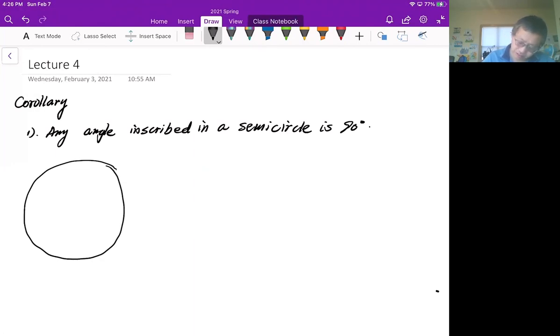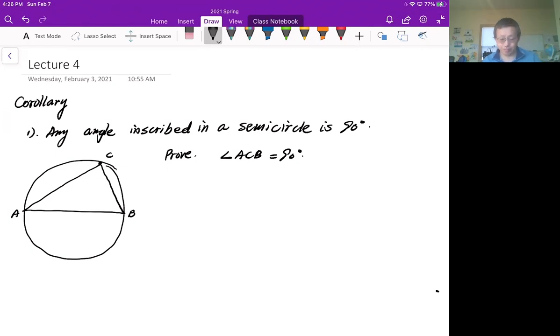So I got a semicircle. I get a circle here, and then I have a semicircle here. All right, so let's say AB, and I got a semicircle. And if I have an angle inscribed in a semicircle, that means I'm going to have a C here. So ACB is such an inscribed angle, right? It's inscribed in a semicircle. Now, this says that if AB is a semicircle, then angle C must be 90 degrees, right? So we prove that the angle ACB is 90 degrees.